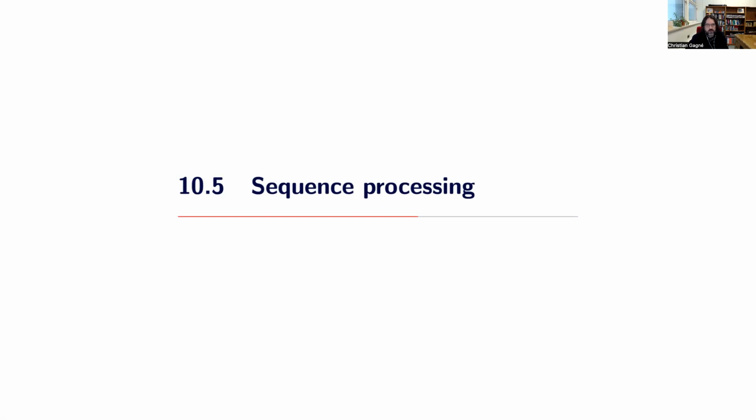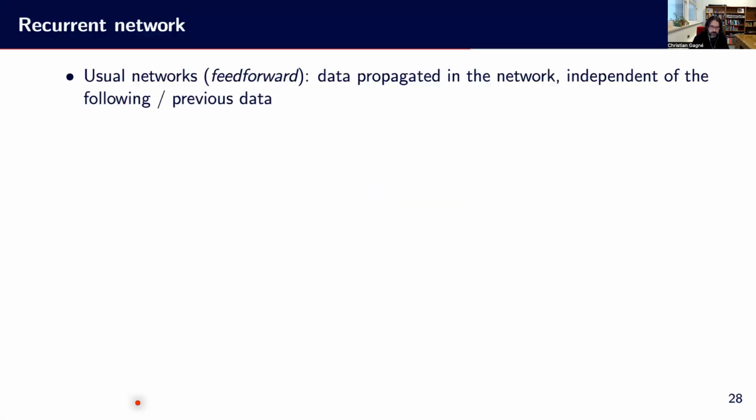So now we will see some sequence processing approaches with deep networks. Usually, what we have seen so far are neural networks where the data is propagated in the network independently from the previous and following ones. We see an image, we make a decision, classify this image according to what it is. We don't use any information about the previous images that we saw. Each decision is independent. So this is how we proceeded so far.